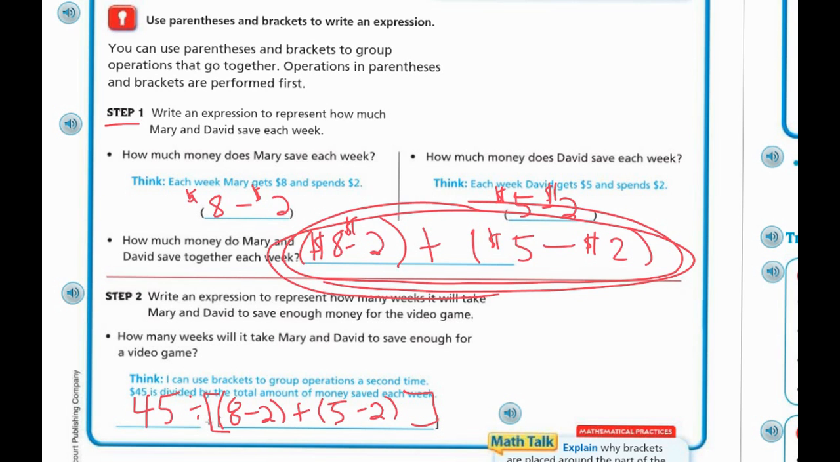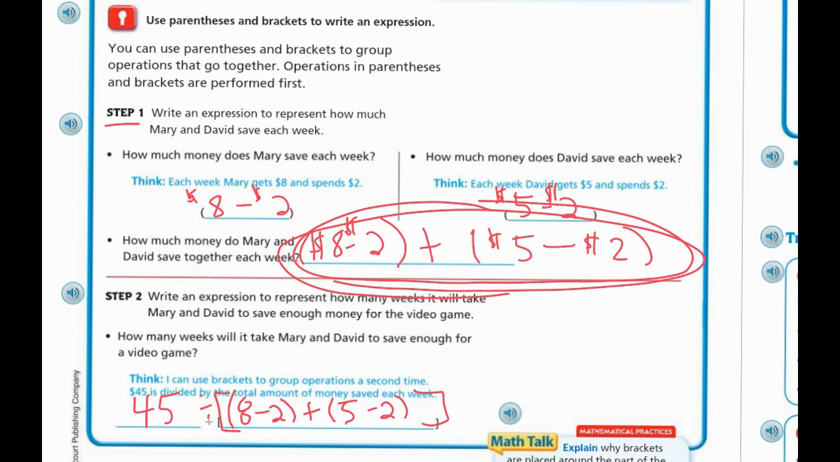Now when I go to solve this, I'm going to do the 8 minus 2 first. And 8 minus 2 is 6. Remember, I still have my bracket, and then I have my plus sign. Then I'm going to do the 5 minus 2 next, because I want to do the parentheses inside. 5 minus 2 is 3. I still have my bracket, because I haven't changed it, so I've got everything inside those brackets. And I have to make sure that I put my 45 and my division sign.